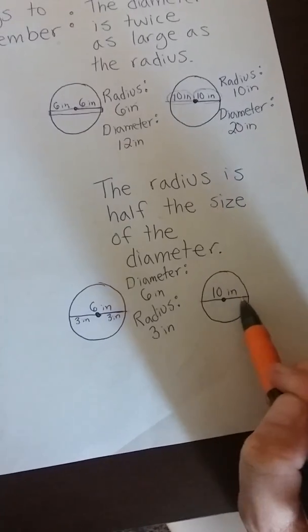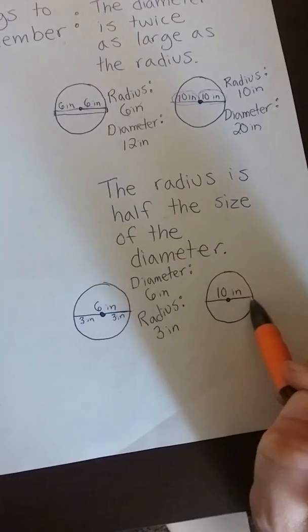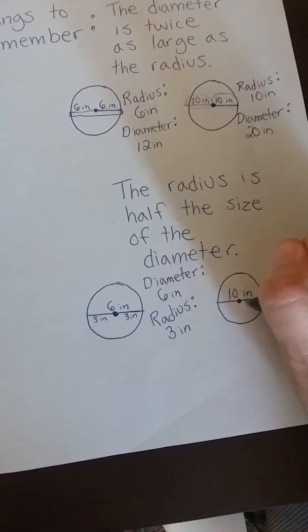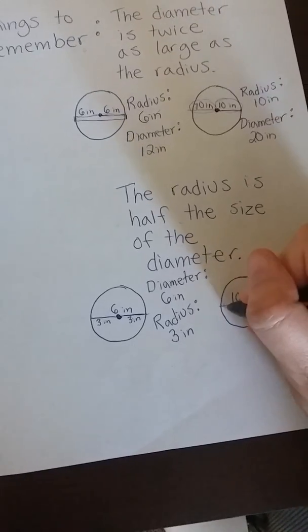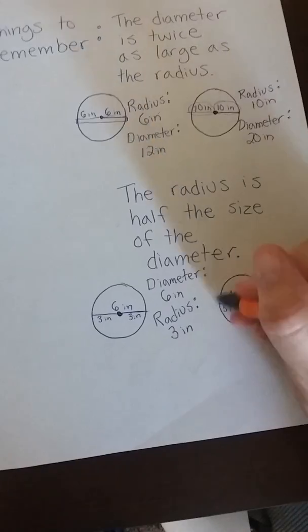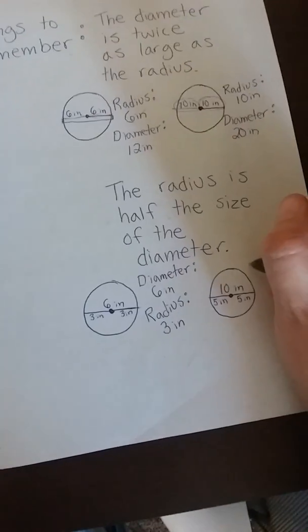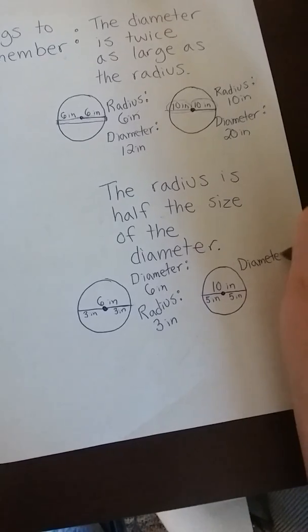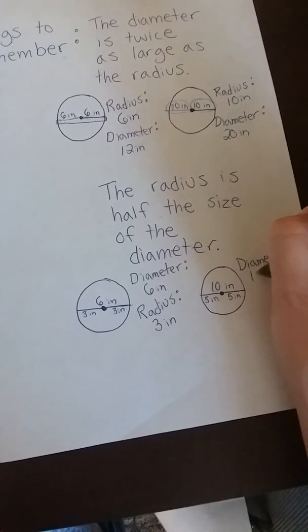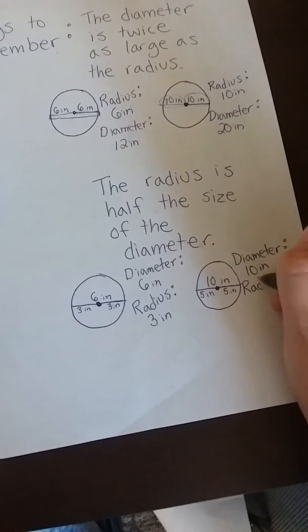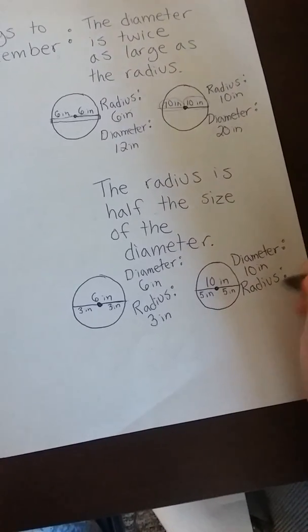I can do the same basic thing here. 10 inches here is a diameter because my line goes all the way across. So if all the way across is 10 inches, that means halfway across would be 5 inches. 5 and 5 together gives me that 10 all the way across. So in this problem, my diameter is 10 inches, which makes my radius 5 inches.